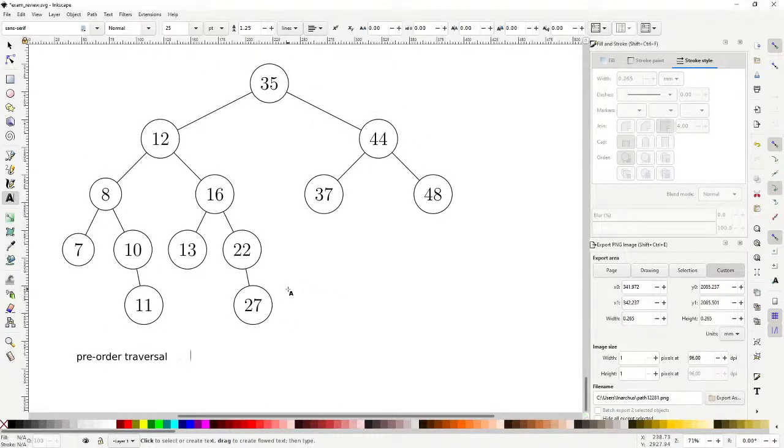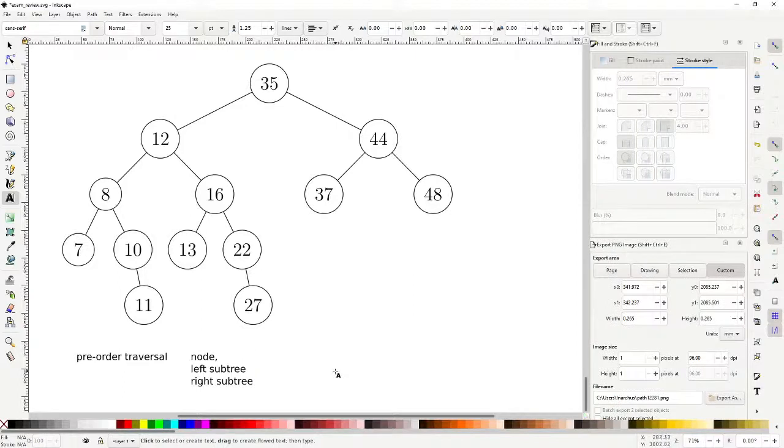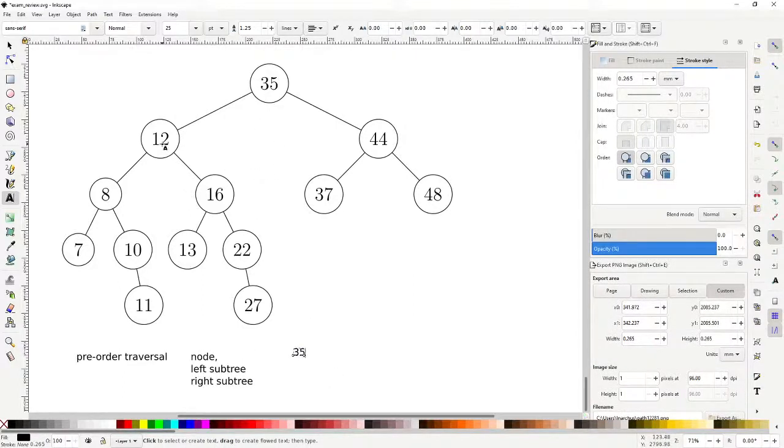Okay, so remember, a pre-order traversal visits node, then left subtree, then right subtree. Right, so that's the step for a pre-order traversal. You visit the node, then you visit the left, then you visit the right. So first you're going to visit the node itself, which is 35. Then we're going to visit the left subtree, which is at 12. So now we're at 12. We're going to visit 12, and we're going to go left. So then we visit 8, and we go left.